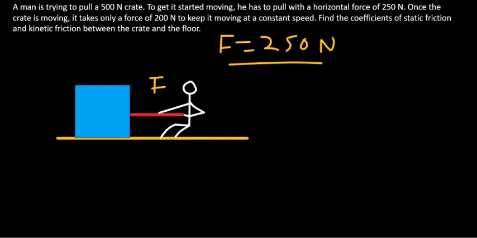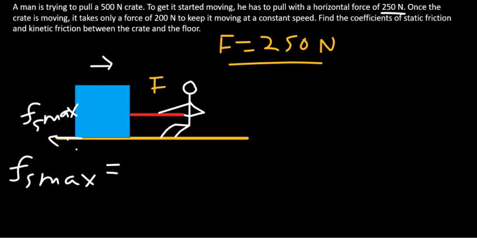So let's do the coefficient of static friction first. Now we know that a maximum force of 250 newtons is required for the object to be just about to move, and at that moment the static friction is maximum. That is the idea, and we know the expression for the maximum static friction. It is mu sub s, the coefficient of static friction, times the normal force.